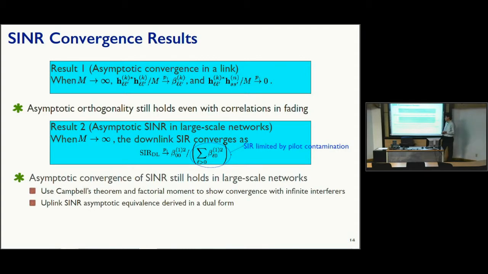Another point I want to mention is that showing the convergence in the large scale network is non-trivial, because in the large scale network we have an infinite number of base stations, so we have an infinite sum in the interference term. To show the convergence with an infinite sum, we use tools from stochastic geometry, like the factorial moment. Also, we have a similar result in the uplink, and the result is similar because we assume the uplink topology is a dual model of the downlink.